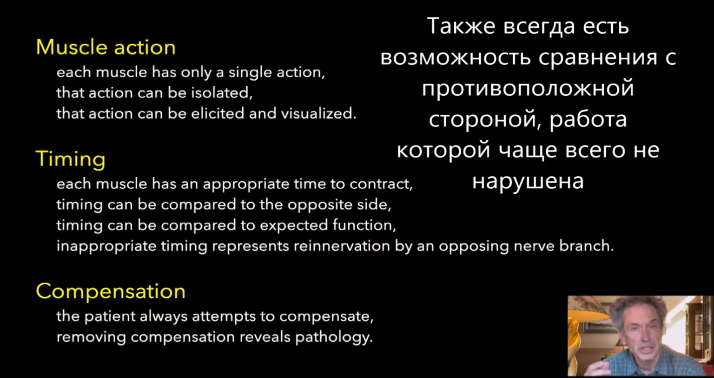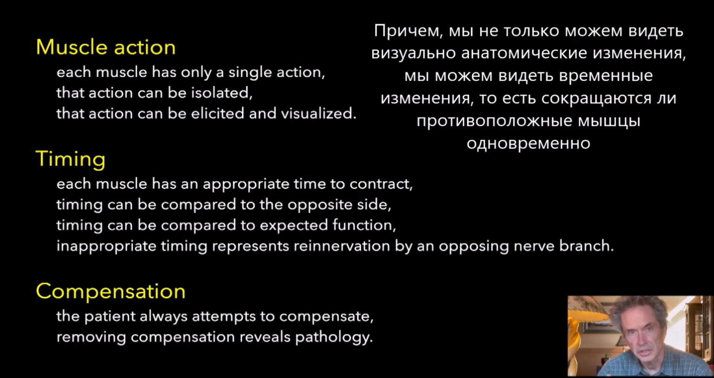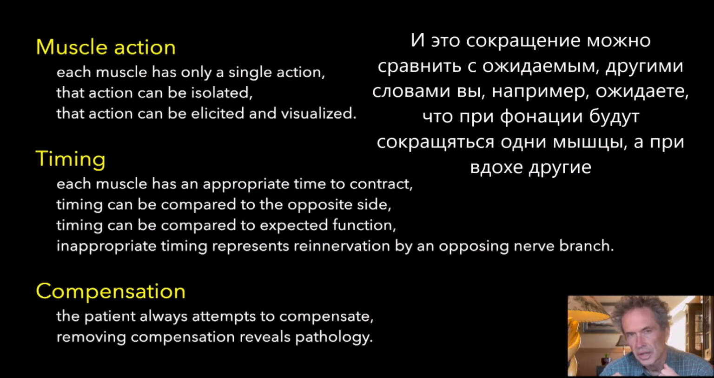The examiner also has a way of knowing what normal is, and that is often because one side's impaired and the other side's working. You can compare side to side and see what the difference is. You can not only see visually what the anatomic difference is, but you can look and compare the timing. That is, are the two opposing muscles contracting simultaneously, which is what they generally should be doing. And you can compare that contraction to the expected function. In other words, you expect a certain muscle to contract when you're phonating, and you expect a different muscle to contract when you're breathing in, and that other muscle should be relaxed.